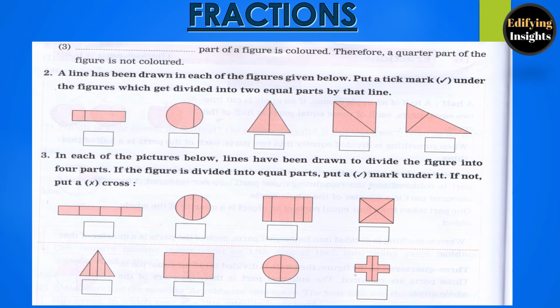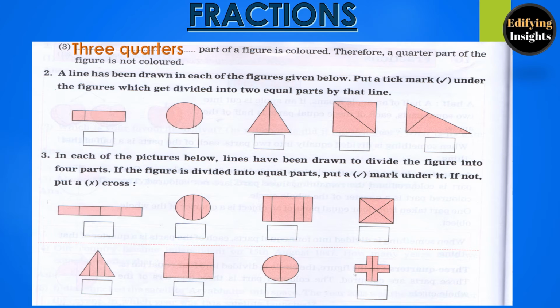Dash part of a figure is colored, therefore a quarter part of the figure is not colored. Now here children, suppose we have a circle, the circle is divided into 4 parts. So here a quarter part of the figure is not colored. Only 1/4 is not colored. That means 3/4 are colored. So we write 3/4.